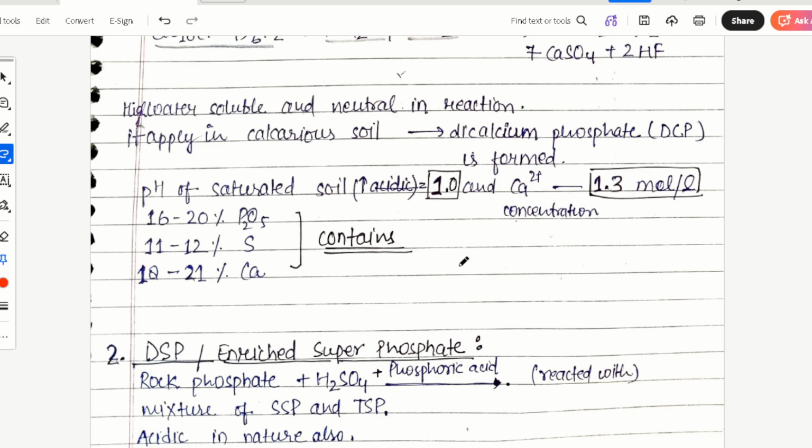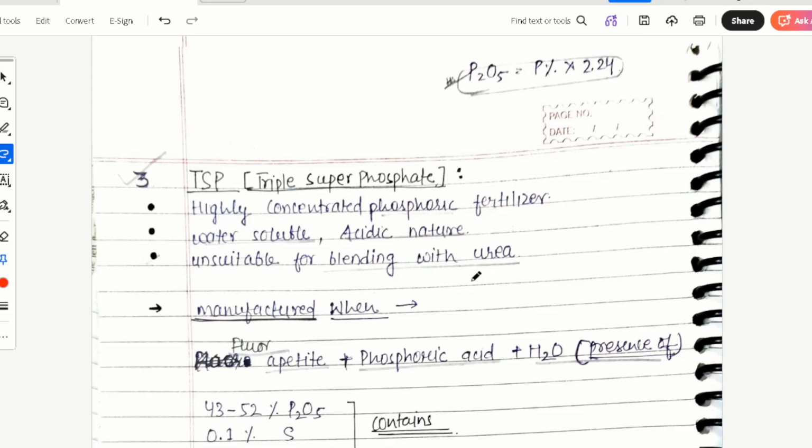The next one is TSP, which is triple superphosphate. It is a highly concentrated phosphatic fertilizer, water soluble, acidic in nature, and unsuitable for blending with urea. It is manufactured when fluorapatite plus phosphoric acid and H2SO4 are reacted. And here 43 to 52% P2O5, 0.1% sulfur and 48% calcium are there.